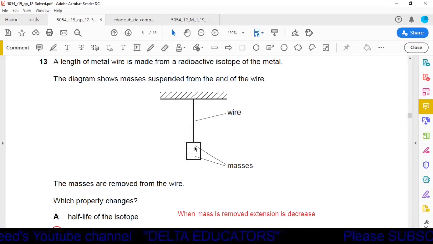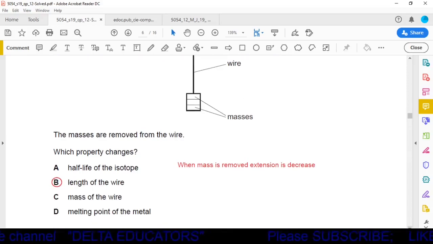Now what happens if we remove these masses, these objects? When we remove these masses or the object that is hung from the wire, the length of the wire will be decreased. The extension will be decreased. Now we read our options. Option A, half-life of the isotope. B, length of the wire. C, mass of the wire. D, melting point of the metal. Now it is clear that option B is the correct option. The length of the wire will be changed. So the correct option is option B.